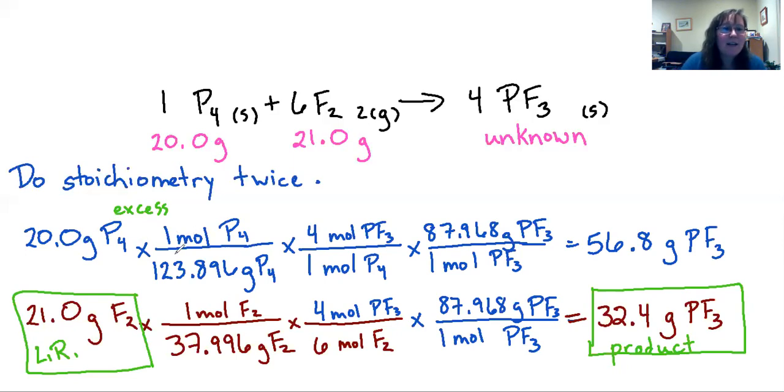Another way to look at that is sort of the law of conservation of mass again. See here we have 20 grams and 21 grams. So we only have 41 grams in our reactants. We couldn't possibly make 56.8 grams. That would be impossible. So that's another way of knowing that we must pick this one for our product because we can't make more than the mass that we started with.